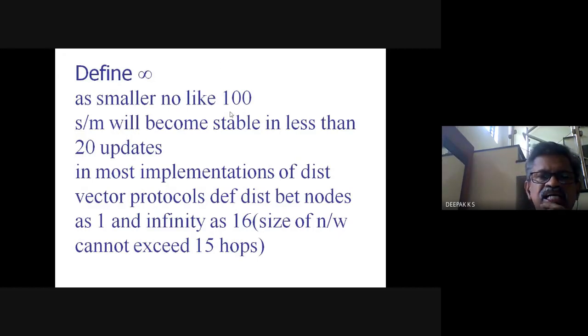So regarding infinity, this infinity maybe it can be a number like 100. Normally the size of the network cannot exceed 15 hops, so if the protocol says so, then 16 is enough.